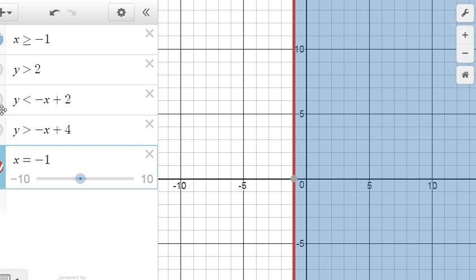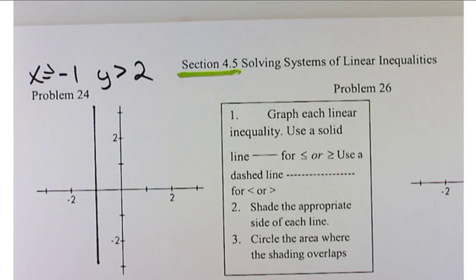Now for y is greater than 2, let's start out by graphing the equation first. Miriam, what's the graph of y equals 2 going to look like here? Some help there? Yes?